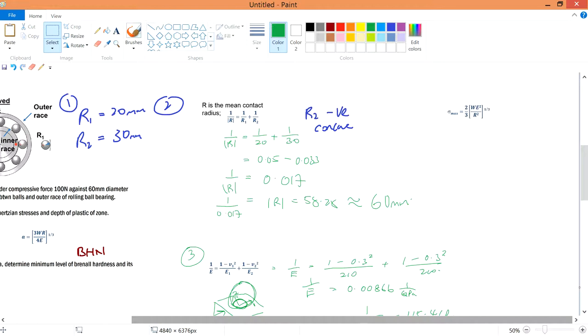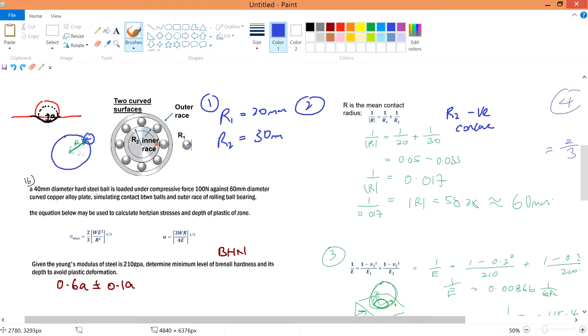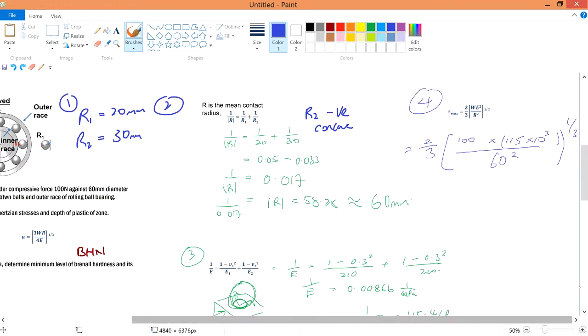So this is the fourth step. You just simply apply it. W is the load, the compressive force, 100 Newton. And over here, this is in terms of what? E, right? E is the Young modulus.